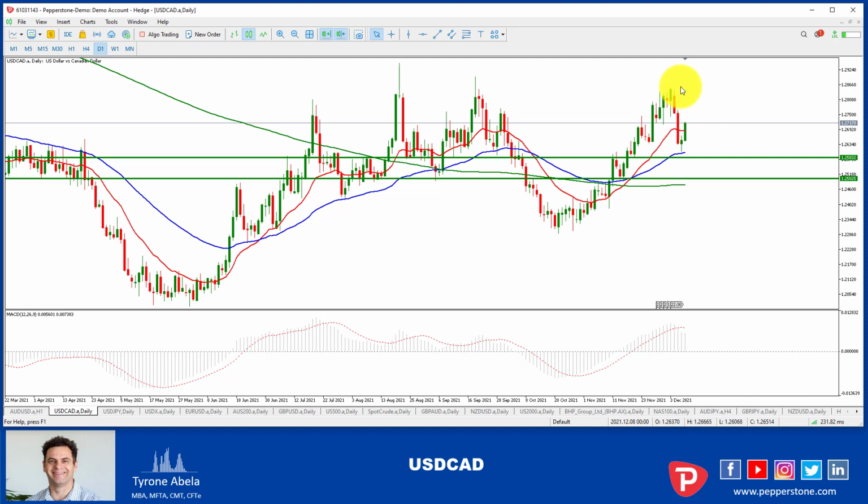So no worries there. But you can see here that it did land on the 50 moving average. And also, if you put your horizontal line here, you can see that we've got very strong resistance and support at this level.